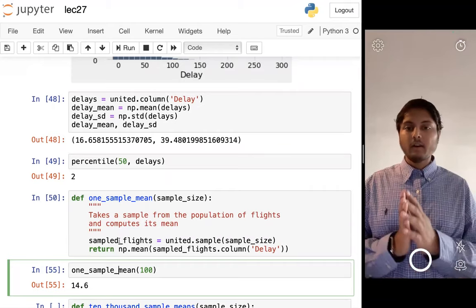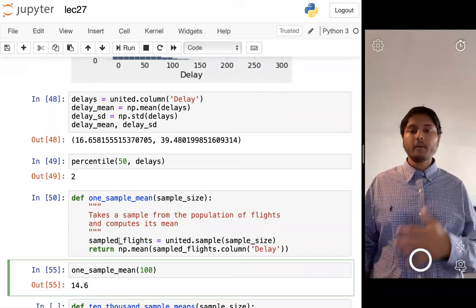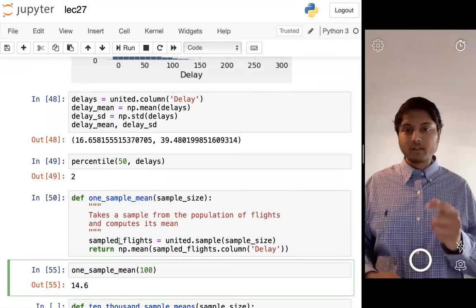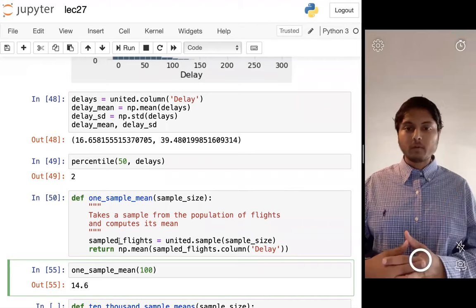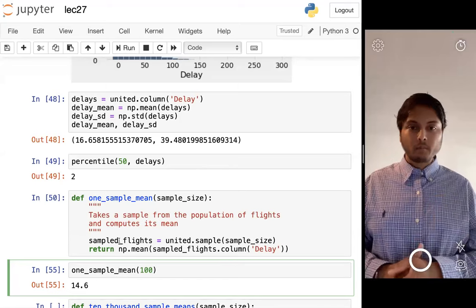And so I want to get a sense of what the variability of this estimate is. Typically in the real world, it's really hard to do that because you just get that one sample. But in this case, we have the entire population, so we can just sample from this all day and simulate it multiple times.